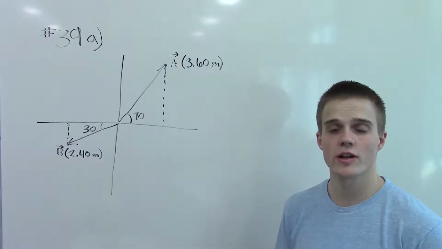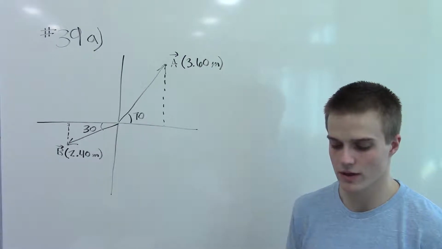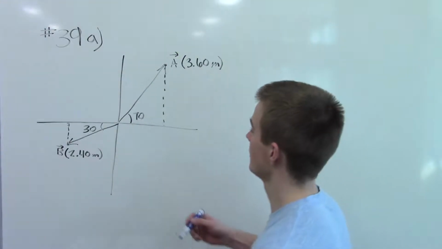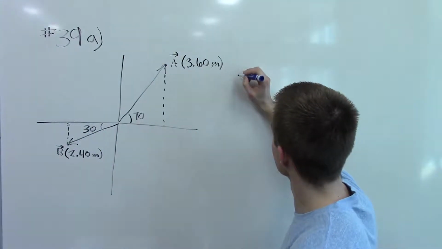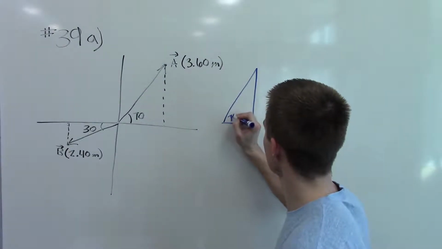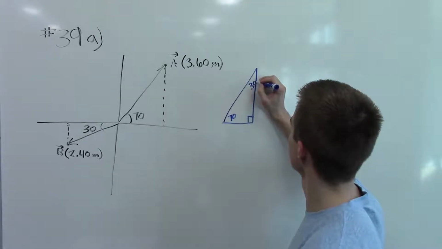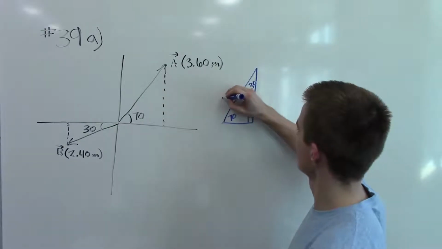So for question 39a, it says write each vector in terms of the unit vectors i hat and j hat. So first thing we're going to need to do is to solve for this triangle and that triangle. So I'll rewrite the triangles. 70 plus 90 is 160, so that's 30. And we know this length is 3.6.